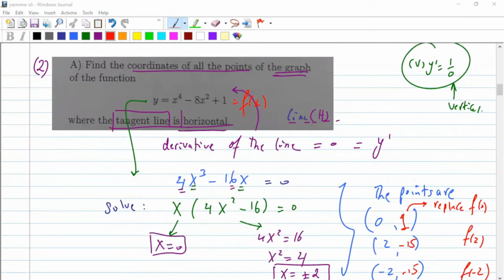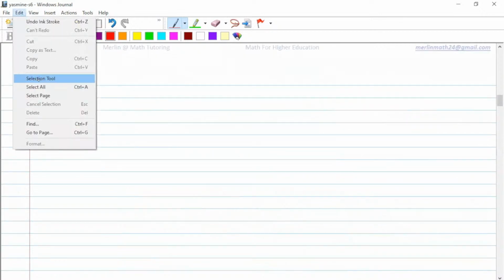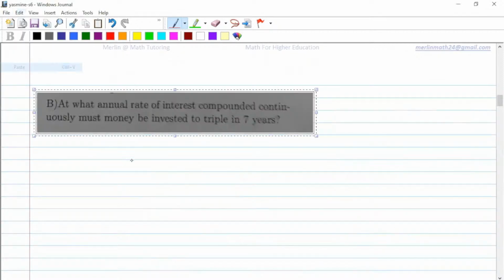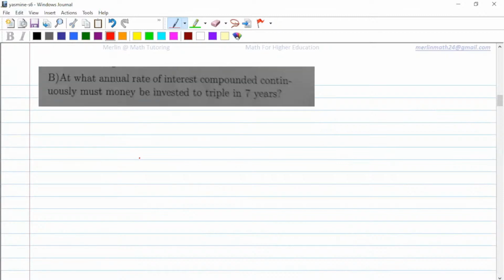Next question is an application on compounding continuously. They ask you to find the annual rate, compounded continuously, for an invested amount to triple in 7 years. Okay, what do you do?